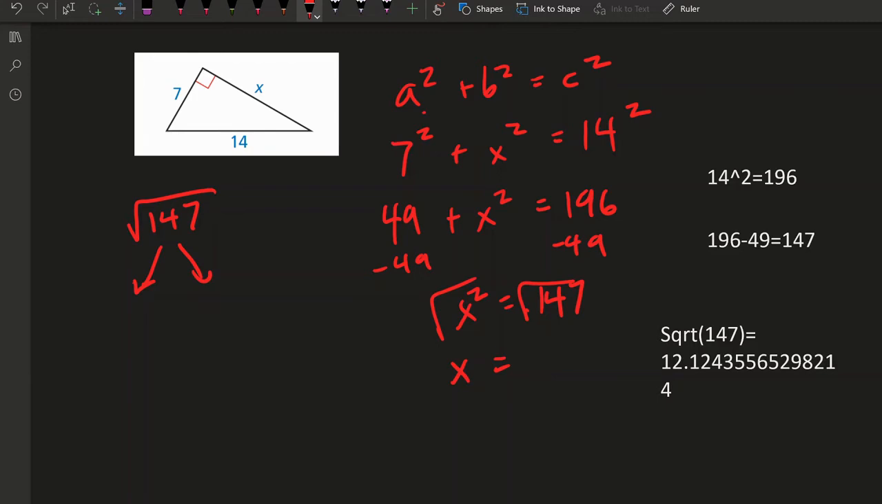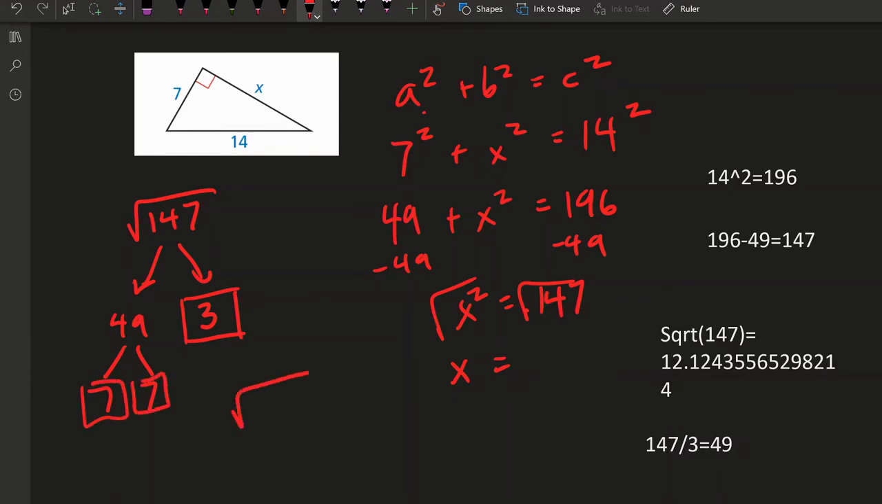ends in a 7, so obviously it's not divisible by 2, but is it divisible by 3? Let's see, 147 divided by 3. It is, 49. So that means in order to get 147, I would get 49 times 3. I know that 3 is a prime number. I can't break it down anymore. Now I can break down 49 into 7 times 7, and both of those are prime.